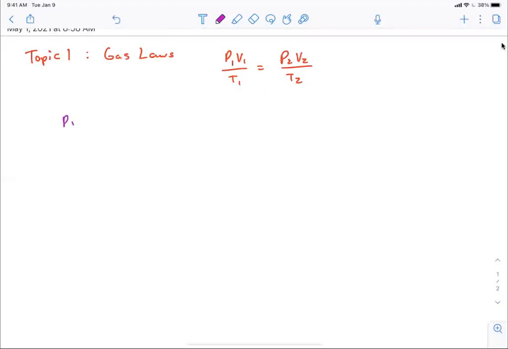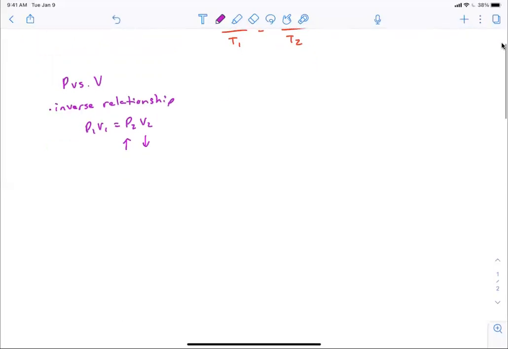And so when you're going pressure versus volume, you have an inverse relationship. Because when you look at the equation, P1V1 equals P2V2, if pressure goes up, volume has to go down because they have to be equal to each other. And so what you see here is a pressure versus volume curve that looks like this. Okay, an inverse relationship, y equals 1 over x.